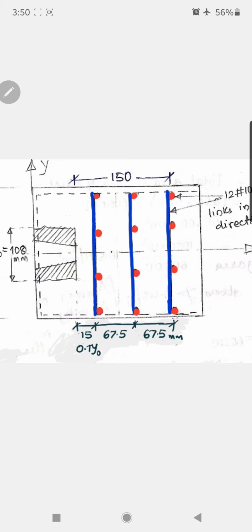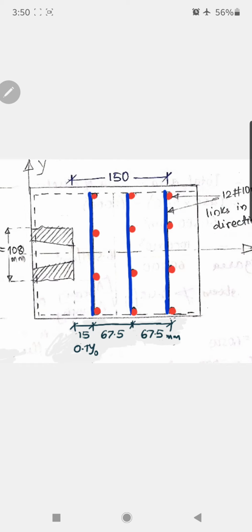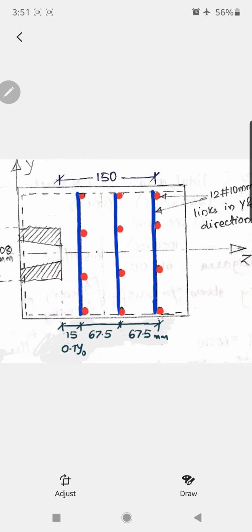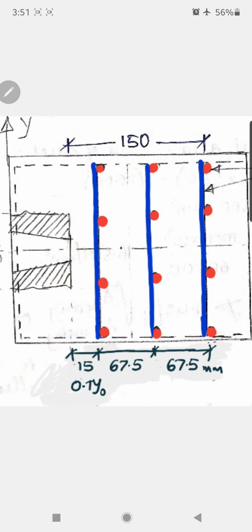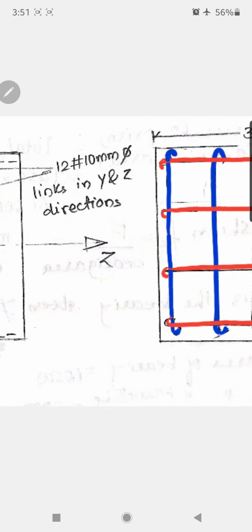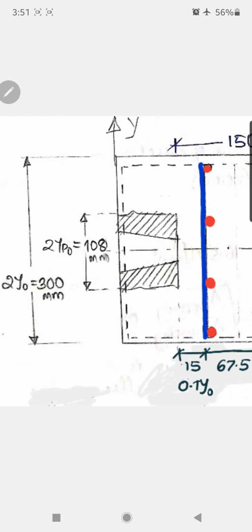So this is the distribution. From the face of the anchor plate, it is 0.1 y0, which is 15 mm. You have to distribute between 0.1 y0 and y0, so till 150 mm. From 150 mm subtract this 15 mm, and whatever remains you divide into 2. So it will be 67.5 mm and 67.5 mm remaining. This is how you can provide the steel in a number of meshes. So this ends the problem. This is a detail: 2yp0 is the depth of the anchor plate, 108 mm.